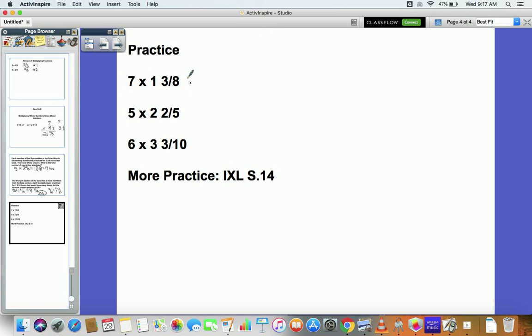All right, so moving on to some practice here. We have 7 times 1 3/8. See if you can figure that one out. Actually, why don't you go ahead and do all 3 of these, and then you can unpause the video and I'll go over the answers.